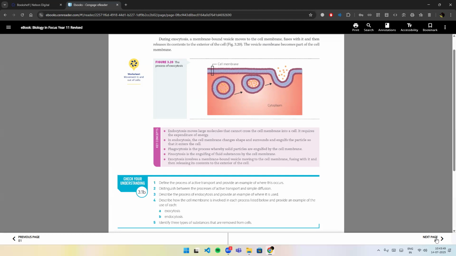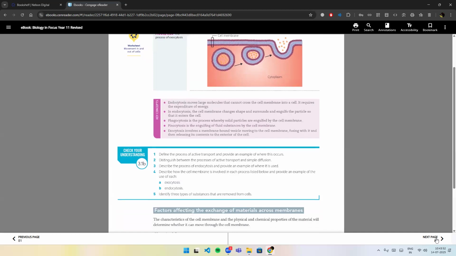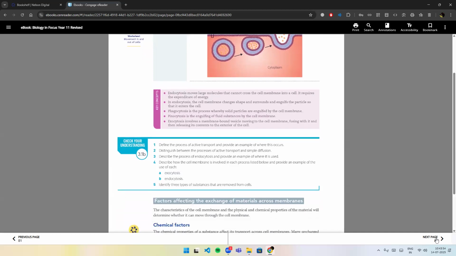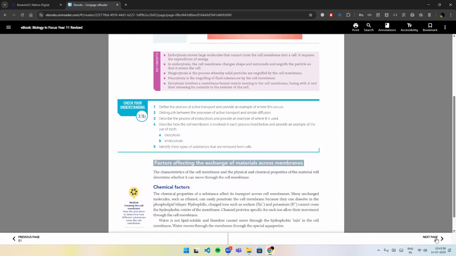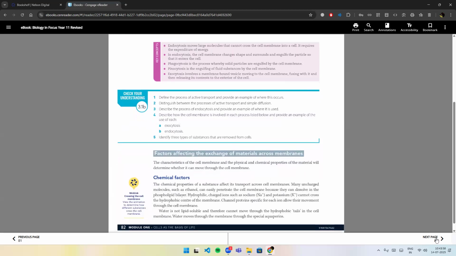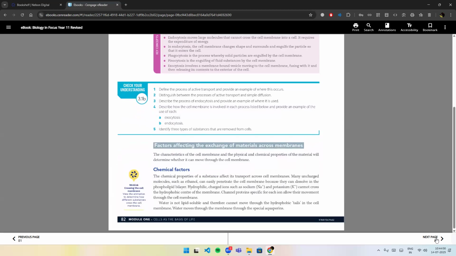In endocytosis, the cell membrane changes shape and surrounds and engulfs the particles so that it enters the cell. Phagocytosis is the process whereby solid particles are engulfed by the cell membrane. Pinocytosis is the engulfing of fluid substances by the cell membrane. Exocytosis involves a membrane-bound vesicle moving to the cell membrane, fusing with it, and then releasing its contents to the exterior of the cell.